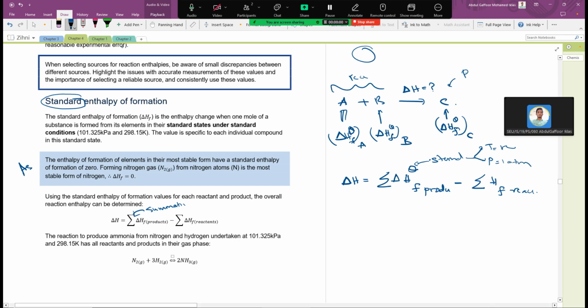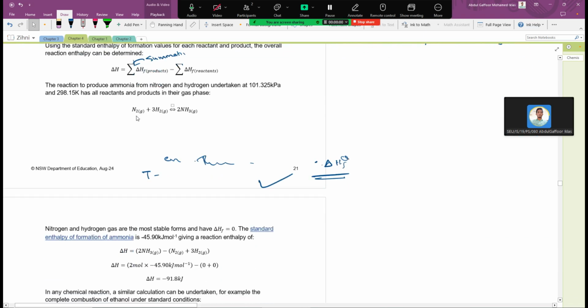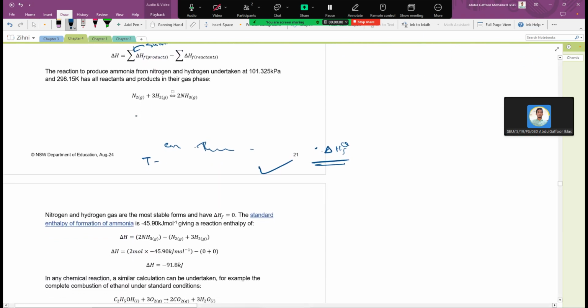Okay, right. Now we will just look at an example here. The reaction is the formation of ammonia from nitrogen and hydrogen gases. Ammonia is a molecule. For that we will have some amount of formation energy.